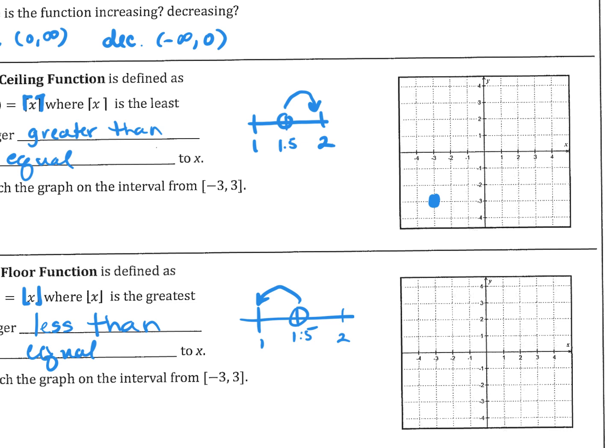-2. Isn't -2 above -3? This is a ceiling function, so at anything above that, it's going to jump up to -2 until it gets to -2. Well, what's going to happen then? What's anything between -2 and -1 going to jump to?